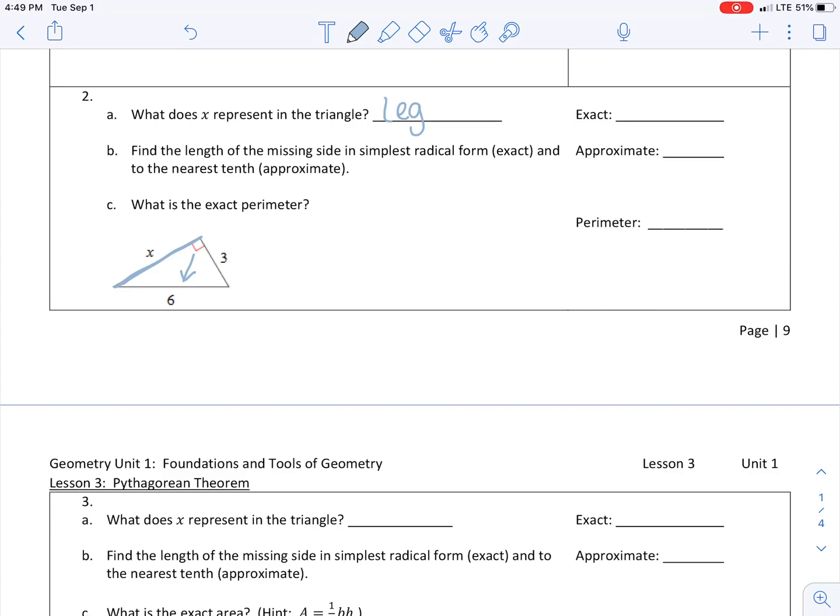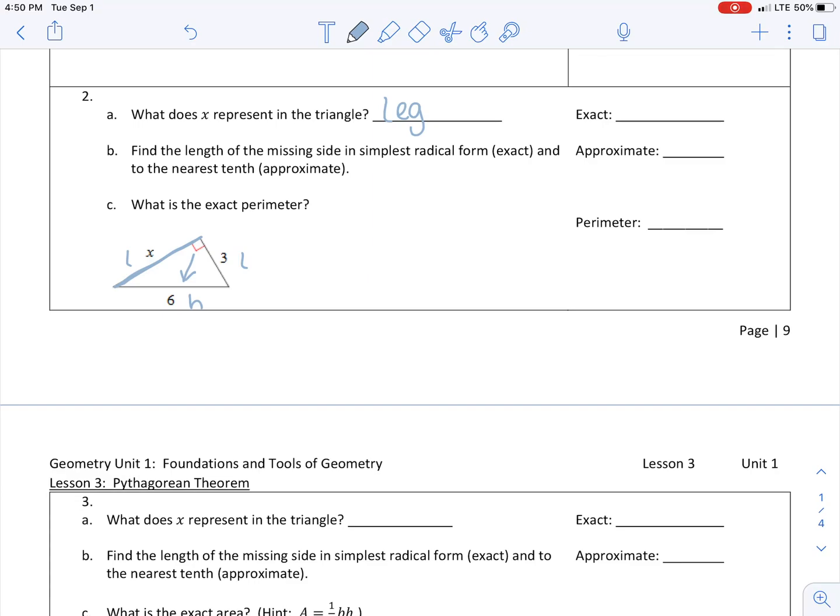If it helps to label, it might help to put an L for leg and an H for hypotenuse so you can keep everything straight. Again, it says find the length of the missing side in simplest radical form and to the nearest tenth. So we're going to do the same thing we did in example 1, but this one's going to be a little different because we're no longer solving for the hypotenuse, we're solving for a leg.